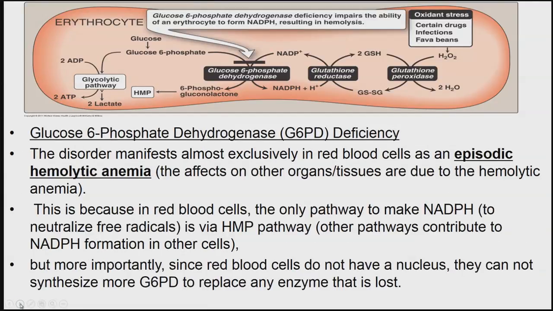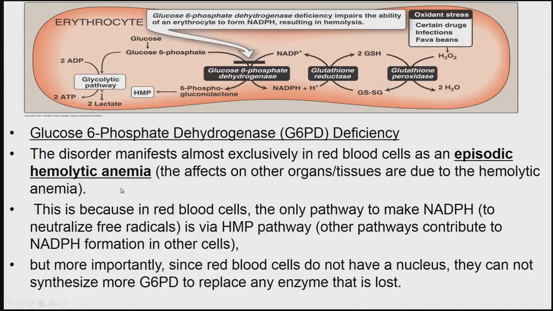So, what are the actual symptoms of this condition? This disorder manifests almost exclusively in red blood cells. The only symptoms we're going to see are in red blood cells, and I'll explain why that is in a second. What happens is we get an episodic hemolytic anemia.